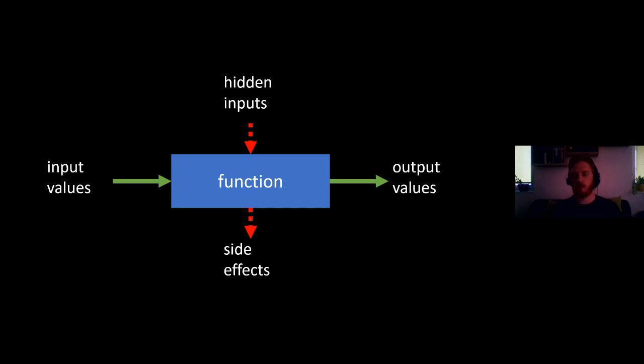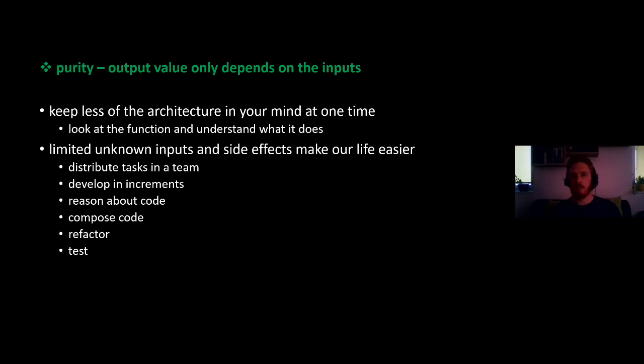However, the deeper we involve them in our application, the more difficult it becomes to understand how that application works. So purity means the output value only depends on the inputs and nothing else. So we keep less of the architecture in our mind at a time when we are creating our code in such a way. We look at a function and, because it's just inputs and outputs, we understand what that function does. We limit the unknown inputs and side effects, and that makes our life easier.